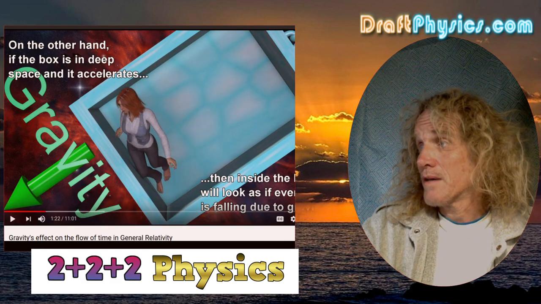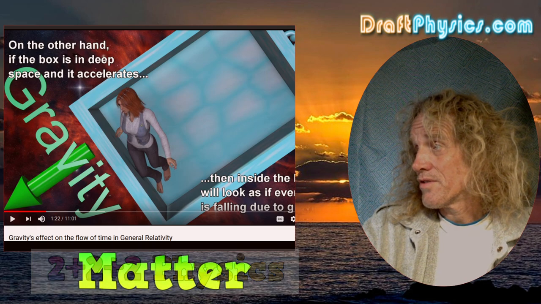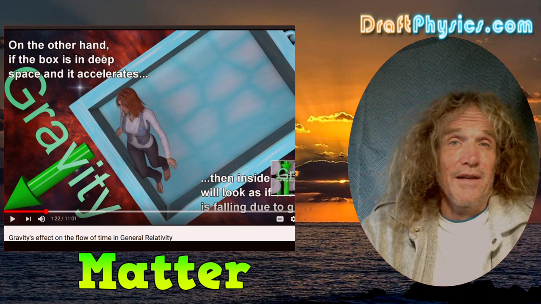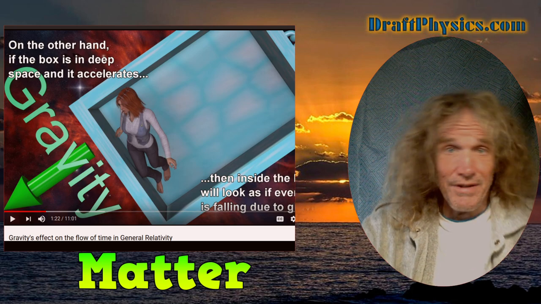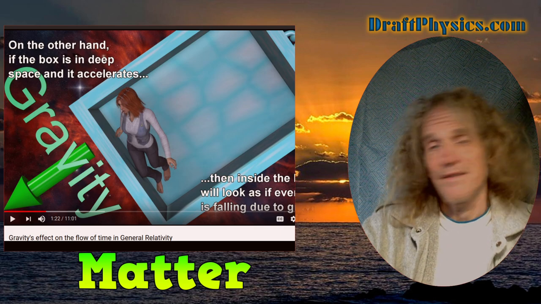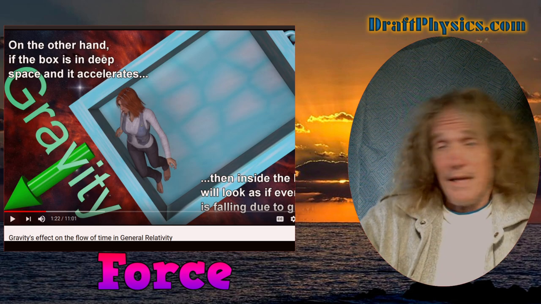If the box is in deep space and it accelerates, then inside the box, it looks as if everything is falling due to gravity. So it looks like it. But we know it really isn't. There is no gravity. Gravity is not pushing her down. Okay, all you have is the opposite force pushing up. And it's not the same at all.